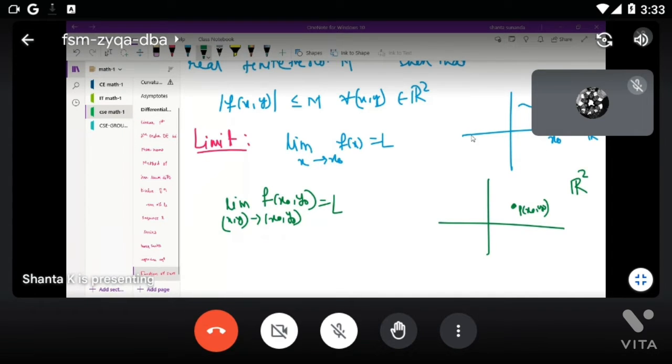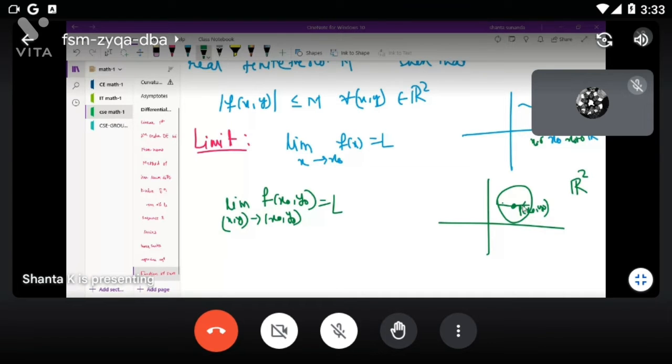So for the limit here in one dimension, it's only one line, so we have only two possibilities, left hand limit and right hand limit. And it's the delta neighborhood: this one is x naught minus delta, and this is x naught plus delta. And what is the neighborhood here in R2? It's a circular disk.